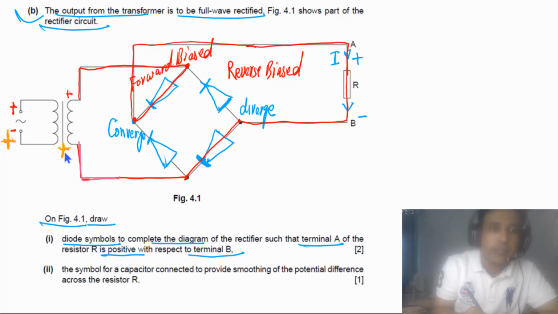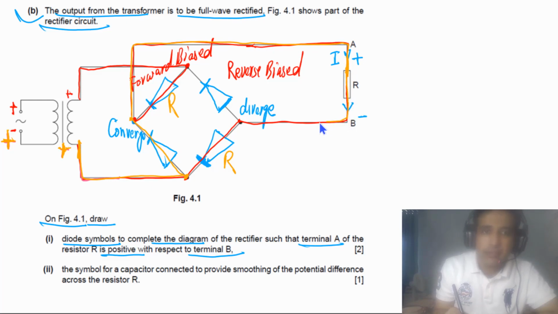So when this side is positive, current will flow like this, and when current is at this junction, it has two ways to go. It can go this way or this way, but current will not go this way because this is in reverse bias. Current will flow through this diode, and again current will not go this way because this is in reverse bias for the orange one, so current will enter from this side.